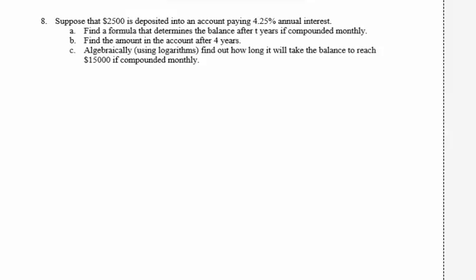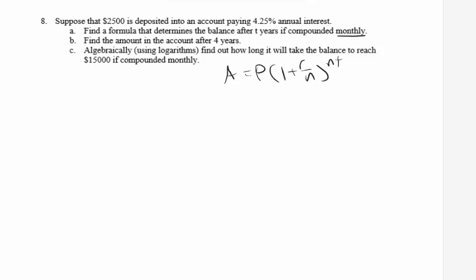Okay, here's one that is extremely similar, but just to use the other formula, which would be A equals P times 1 plus r over n to the nt. We're going to compound it monthly in this problem. Some of the numbers are the same.